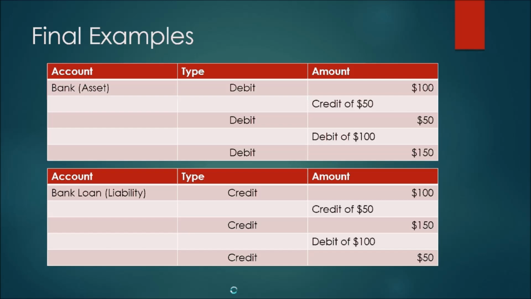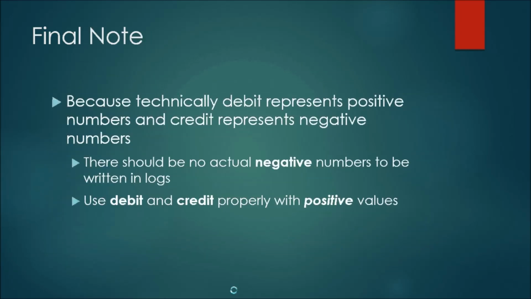And just a final note, because technically debit represents positive numbers and credit represents negative numbers, there should be no actual negative numbers written in the logs. You should not see negative $250 of debit. It should say $250 of credit, just as you should not see negative $250 of credit. It should say $250 of debit. So use debit and credit appropriately so that you don't see any negative numbers in the logs. The reason for this is because it's hard to balance once you use negative numbers and positive numbers. And balance is something I'll explain in another tutorial.